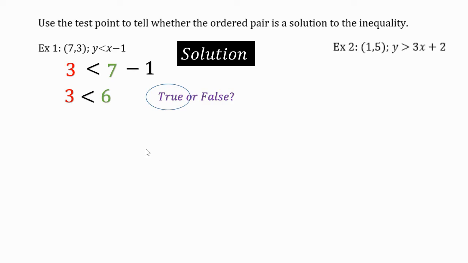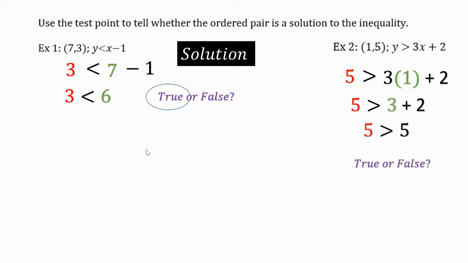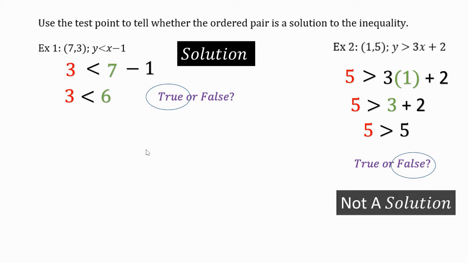Let's try another one. We have y is greater than 3x plus 2. The point 1, 5, the x is 1, the y is 5. If I plug that in, you're going to see that the y is 5 and the x is 1. 3 times 1 is 3. 3 plus 2 is 5. Is this a true or false statement? Is 5 greater than 5? And that would be a false statement. 5 is equal to, but not greater than. And so since that is false, it would not be a solution to that inequality.